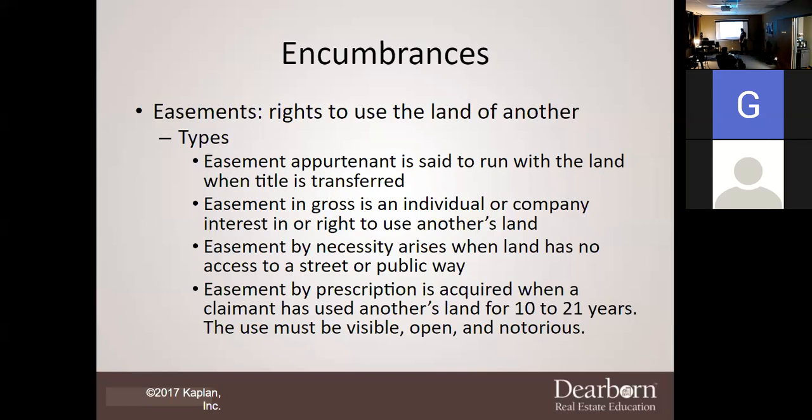An easement by prescription is acquired when a claimant has used another's land for 10 to 21 years, and the use must be visible, open, and notorious. So I'll give you a real life case. I remember, and my mom and dad are immediately going to know this one, when we lived in Navasota, and Keith, you know how Navasota is. Navasota is pretty much a laid-back city. Everybody just kind of takes care of everybody. That's just how it is.